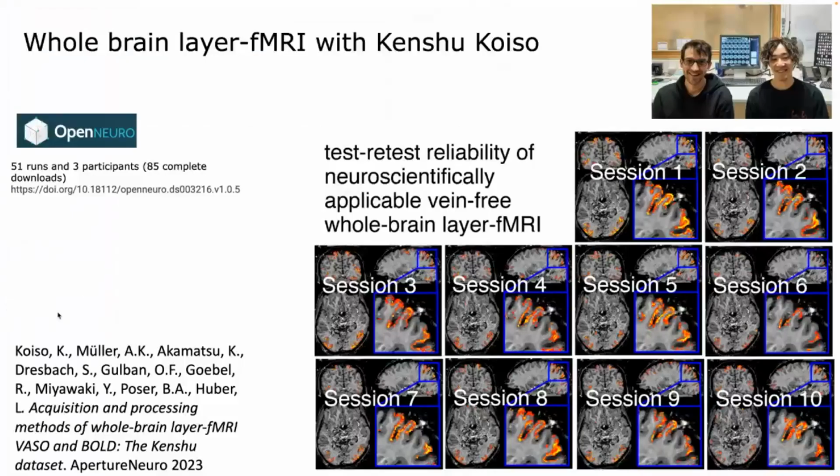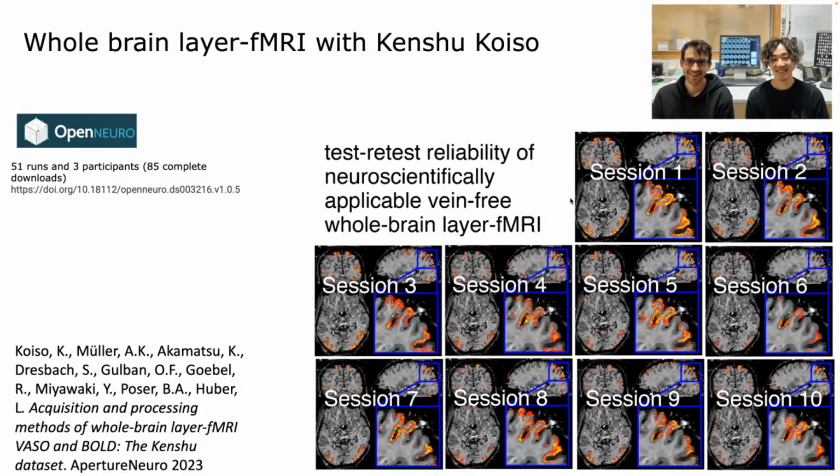One of the studies that I want to show you is the one from Kenshu Koiso, where he tried to explore how much we can do layer-dependent fMRI at these whole brain protocols, specifically looking into movie watching tasks. There is a collection of movie clips from the HCP protocol, about 15 minutes and maybe 5 or 6 movie clips, and he did the study 51 times spread across 13 sessions, 10 of them with fMRI.